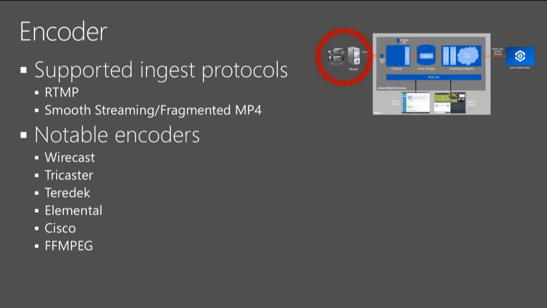And then Elemental, Cisco, and if you're really hardcore, you can grab open source FFmpeg, which will also give you RTMP output. So if you wanted to build your own application that did capture and then output RTMP, you can grab FFmpeg and build that solution yourself.